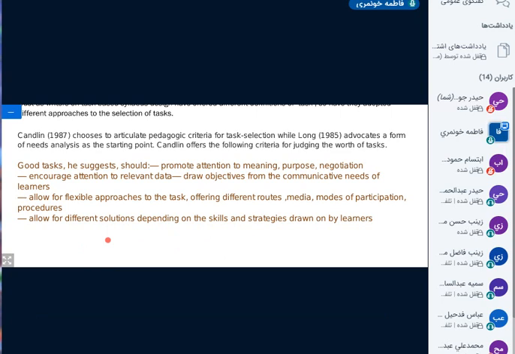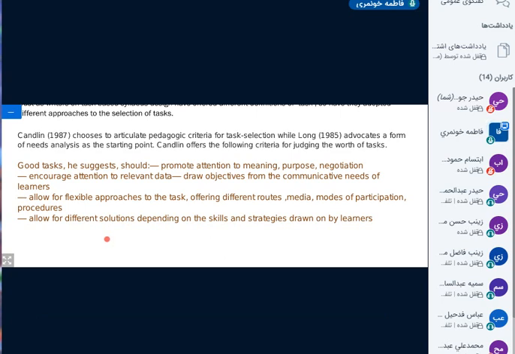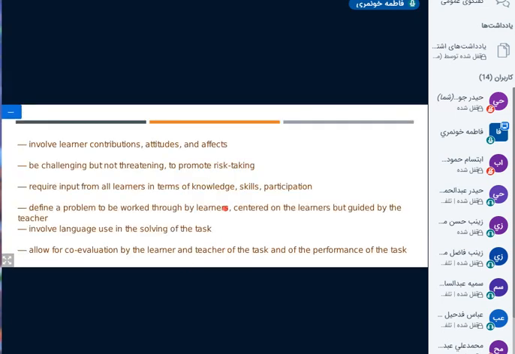They should have a purpose. They should negotiate something. They should encourage attention to relevant data. They should draw objectives from the communicative needs of the learners. They should allow for flexible approaches to the task, offering different routes, media, modes of participation. They should allow for different solutions depending on the skills and strategies drawn by the learners. They should involve learners' contributions, their attitudes and their effects.